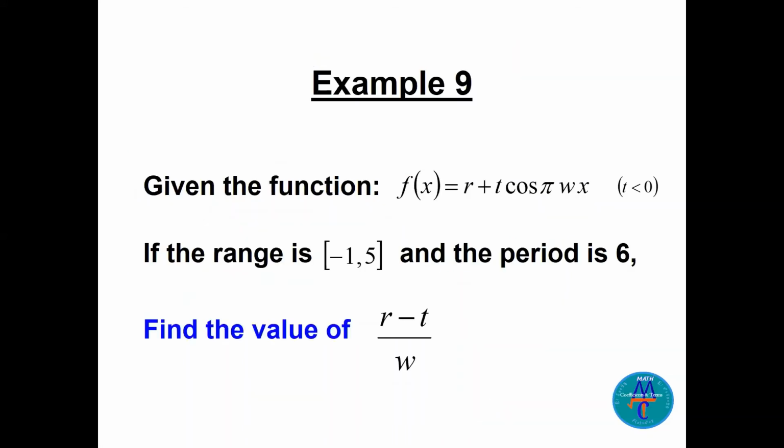Now here is another nice question really. Given a function r plus t cosine pi wx, t less than 0 here, t is negative. The range of this function is minus 1 to 5, and the period is 6. Let's find the value of r minus t divided by w. So you have to take the information there, the range, you have to use it. You have to use the period is equal to 6. And then from there, you can find r, you can find t, you can find w. After that, you put r minus t divided by w will be one number.